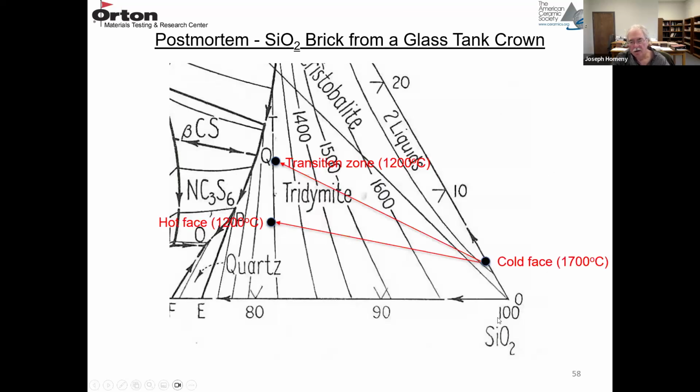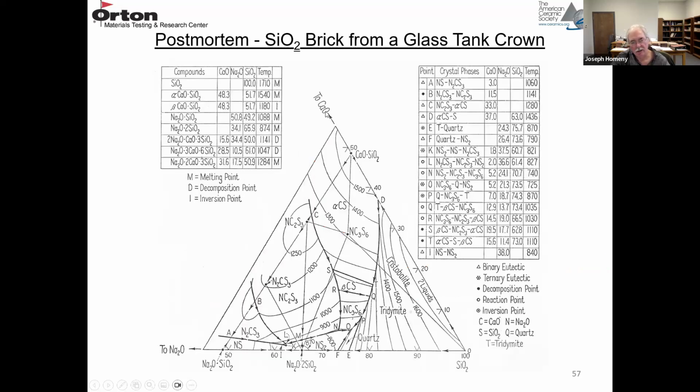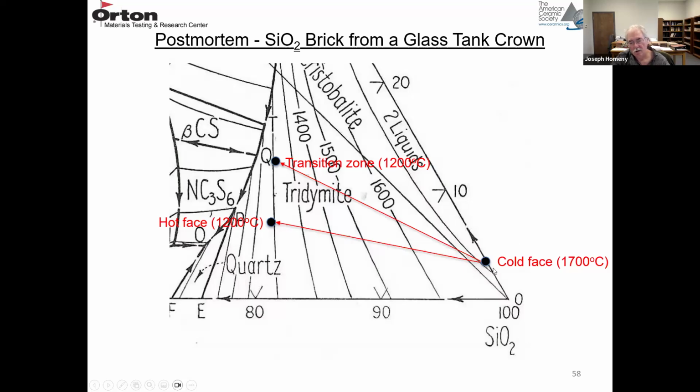And if we blow up that corner, this is the composition of the cold phase. It's almost all silica, and this is the direction of CaO. So it's a small amount of lime. So this is the intact silica refractory at the cold phase. This temperature profile is about 1700 degrees C.